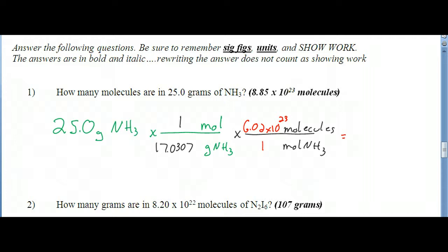Again, you can draw your diagonals. Grams, grams, moles, moles, molecules. You can now type the numbers into your calculator. One long equation is far better than doing, say, 25 divided by 17.0307, have some type of intermediate number, and then multiplying that by the 6.02 times 10 to the 23rd. It's much, much better to have one long equation. Only press the equal button on your calculator once. You don't want to transcribe incorrectly from the calculator to the paper to the calculator again. You can round for sig figs at the very end.